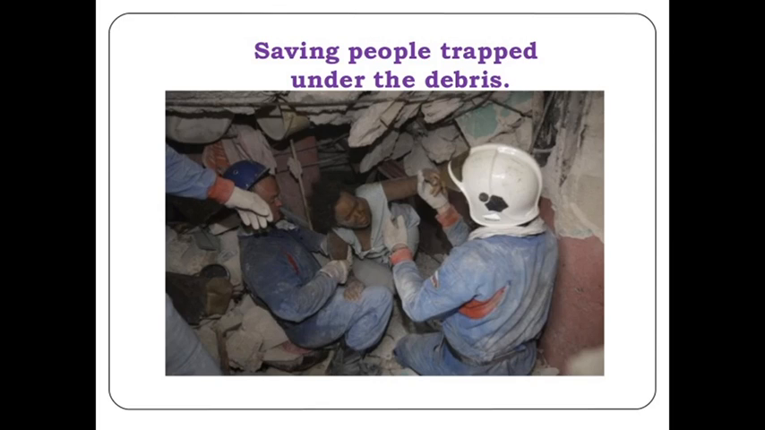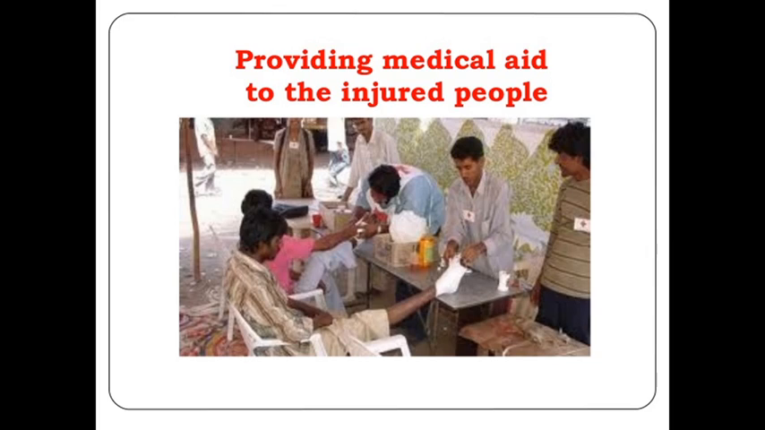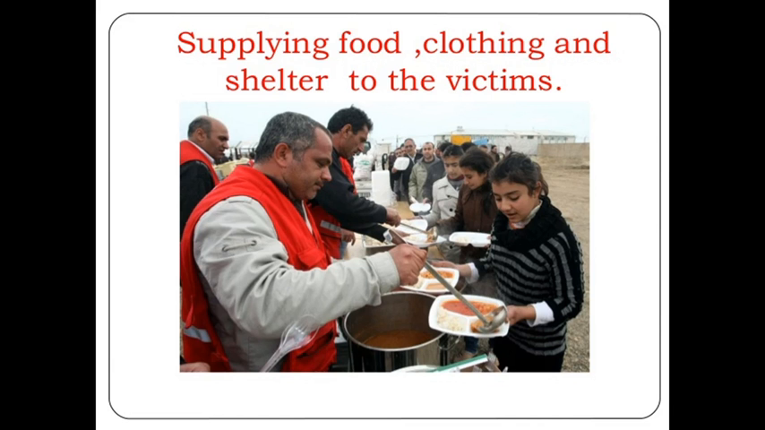So what are we actually doing in saving people trapped under the debris? You can see that a lady is trapped under this building. So we are saving the people by removing them from the buildings, then providing medical aid to the injured people. You can see from the pictures we are giving medical treatment to the injured people. Then they are homeless, they are victims, they are survivors, so we have to provide them food, clothes and shelter. By supplying food, clothing and shelter to the victims, we are giving them help.